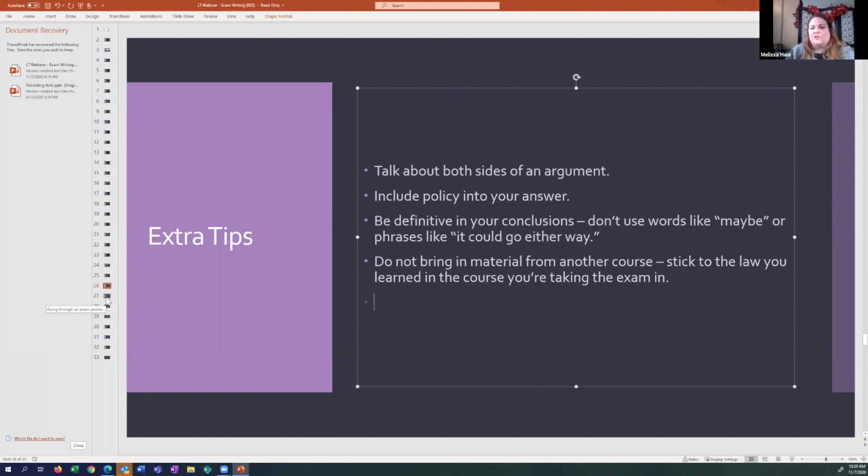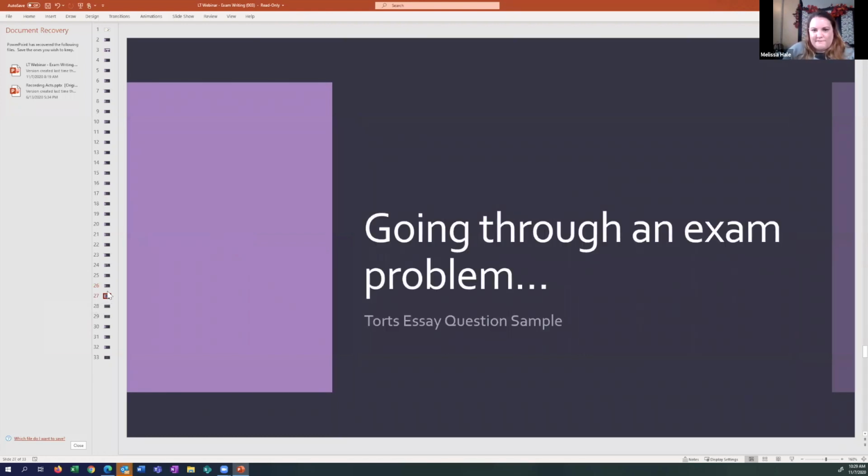And Tanya said, don't bring in material from another course or your real life. Keep in mind what is being tested. If you're being tested on negligence, you're not being tested on the underlying fact pattern, right? You're being tested on negligence. And so maybe you have a medical degree. There's not an expectation that you're a medical expert for purposes of this exam. So just set that aside and focus on the facts given to you in the exam. Yeah, absolutely.